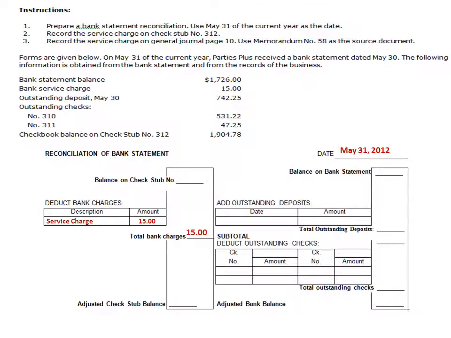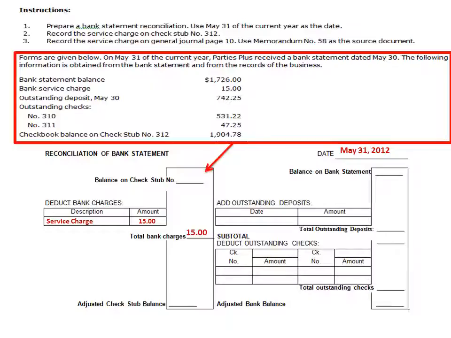Well, what's our balance on our latest check stub? Our balance on check stub number 312 is actually $1904.78, so we're going to put that right there. And then our adjusted check stub balance. If our balance on our check stub is $1904.78 and we have a bank charge of $15, we're going to subtract, because a bank charge is taken out of the balance that we have, and we will get a number of $1889.78. So that's what we say we should have. That's what we believe how much cash we have in our checking account.